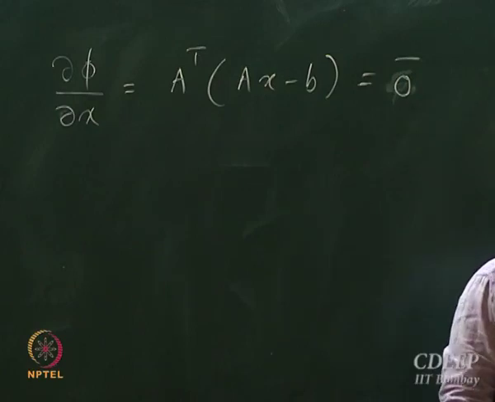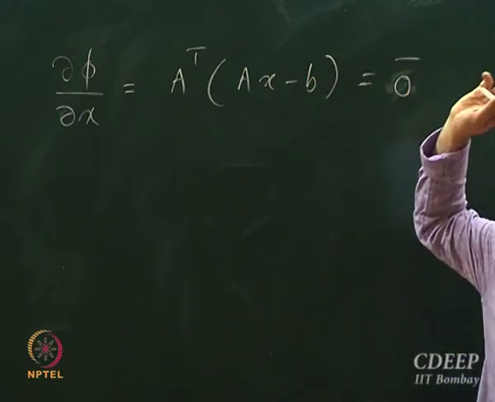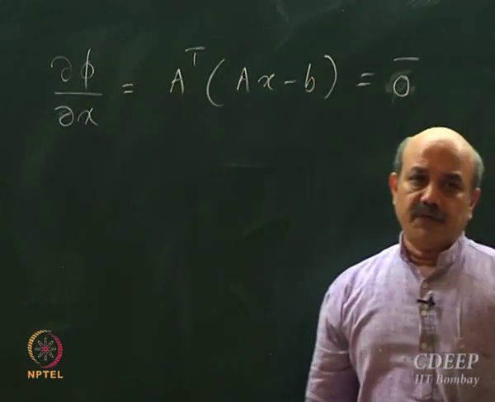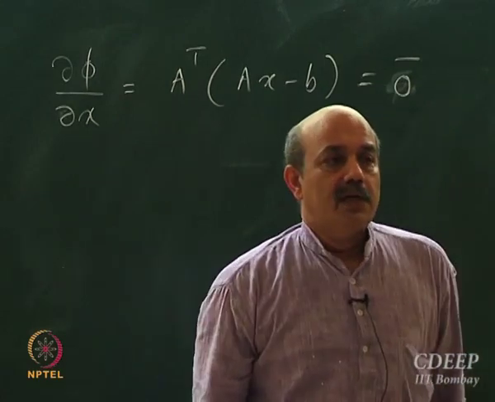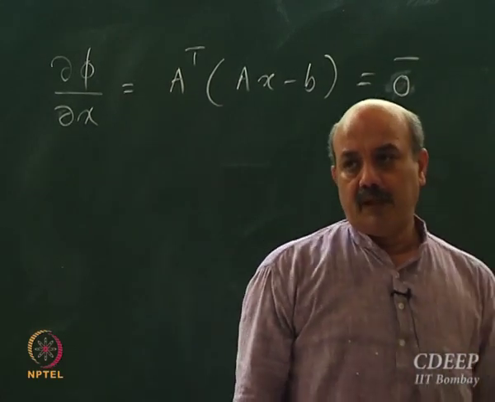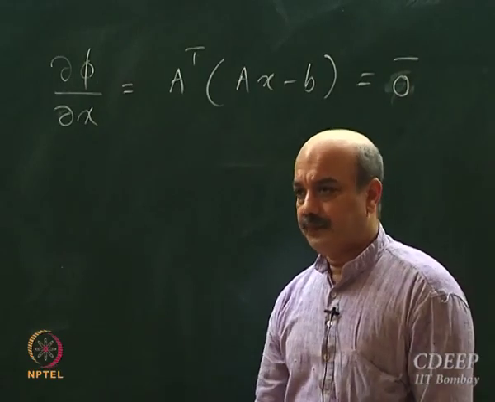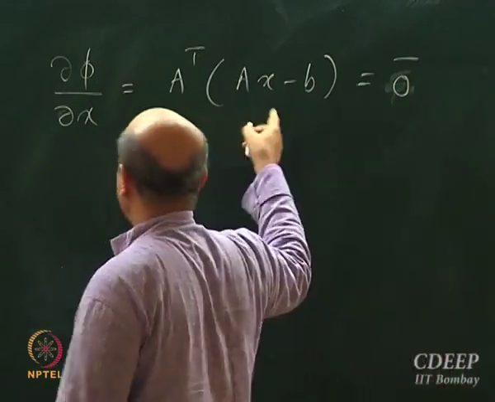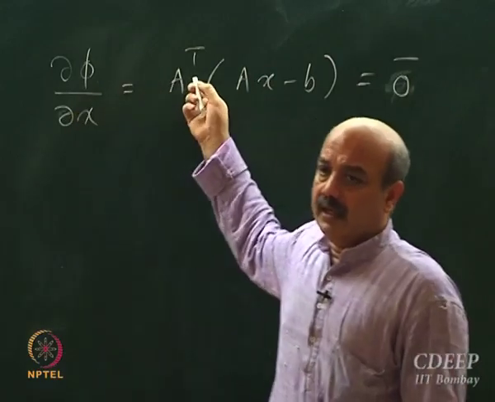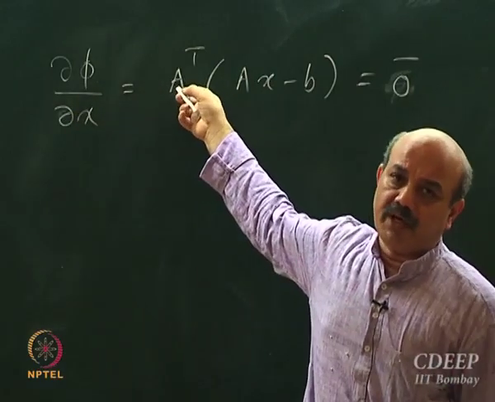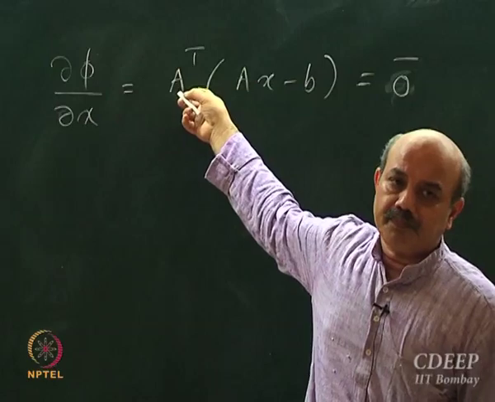And obviously, if A is non-singular, if the necessary condition is satisfied, you will reach the optimum. What is the second derivative here? The second derivative will be A transpose A, which is symmetric positive definite, so you are actually reaching the global minimum.